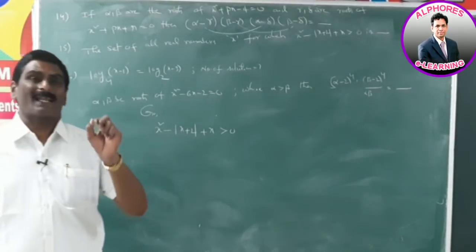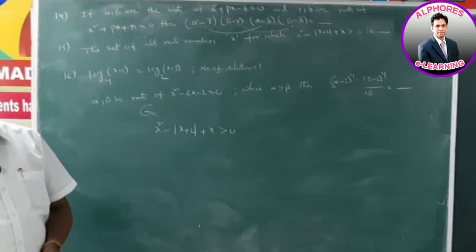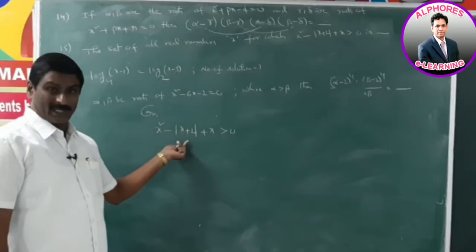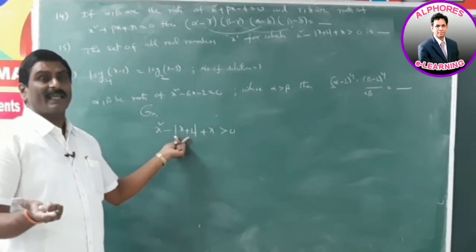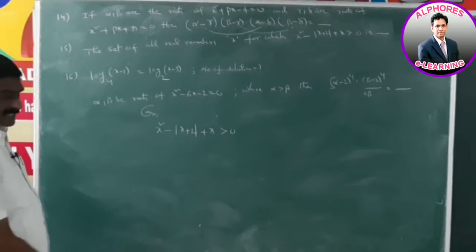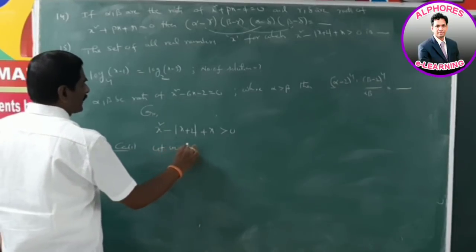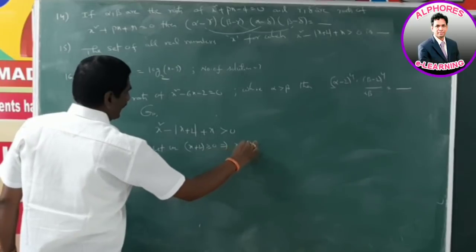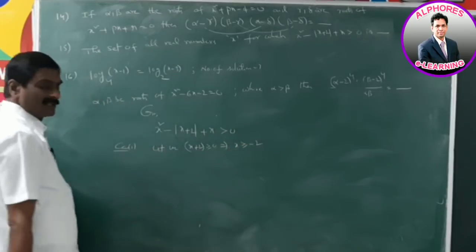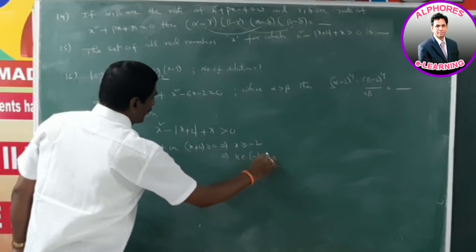Mod x is equal to plus x when x greater than or equal to 0, minus x when x less than 0. So, in this case, there will be two cases. One is x plus 2 greater than or equal to 0, and another one is x plus 2 less than 0. First, case 1. Let us assume x plus 2 greater than or equal to 0. That means x greater than or equal to minus 2. That means x belongs to minus 2 to infinity.